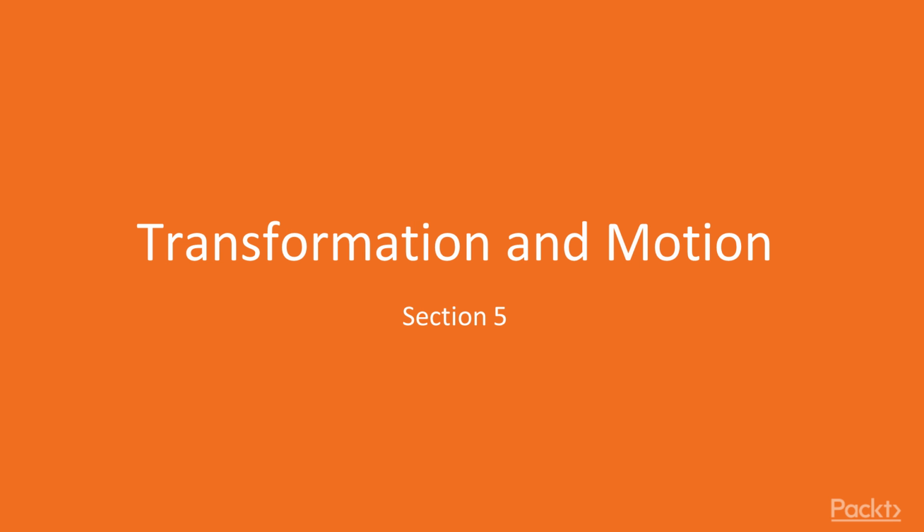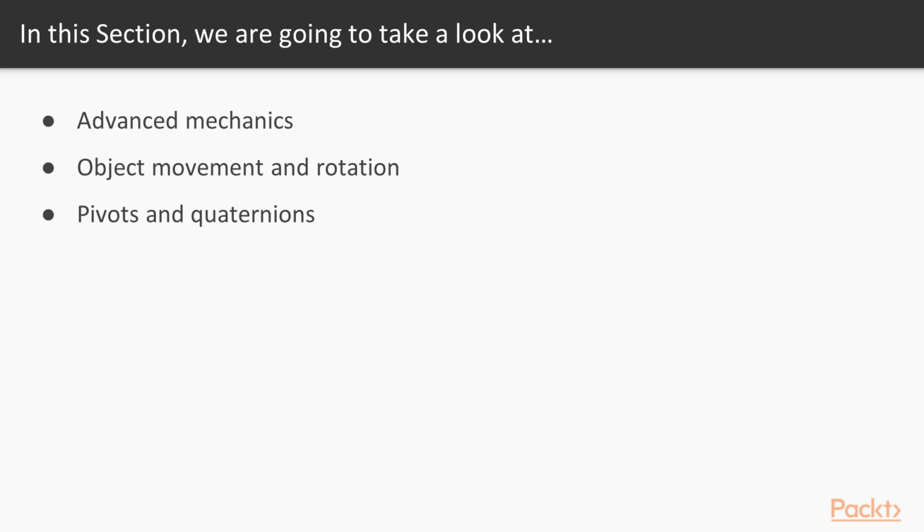In section 5 of this course, we're going to be taking a look at more advanced game mechanics. Specifically, we'll see the many different ways in which we can make objects move, both on their own and according to player controls, and how we can make objects rotate. In doing this, we'll see concepts like vectors, pivots, and quaternions.